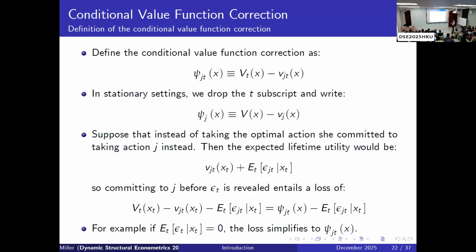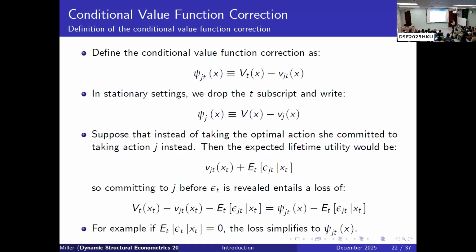So if you committed to J before seeing your epsilons, in other words, if you didn't do the optimal thing by looking at your epsilons first and then deciding, but did it straight away, well, the loss that you would get is the difference between these two things. And here is what you would get if you look at the social surplus function, because you're going to do the optimal thing once you see your epsilons. Here's what you get when you take the jth choice right now instead of looking at your epsilons.